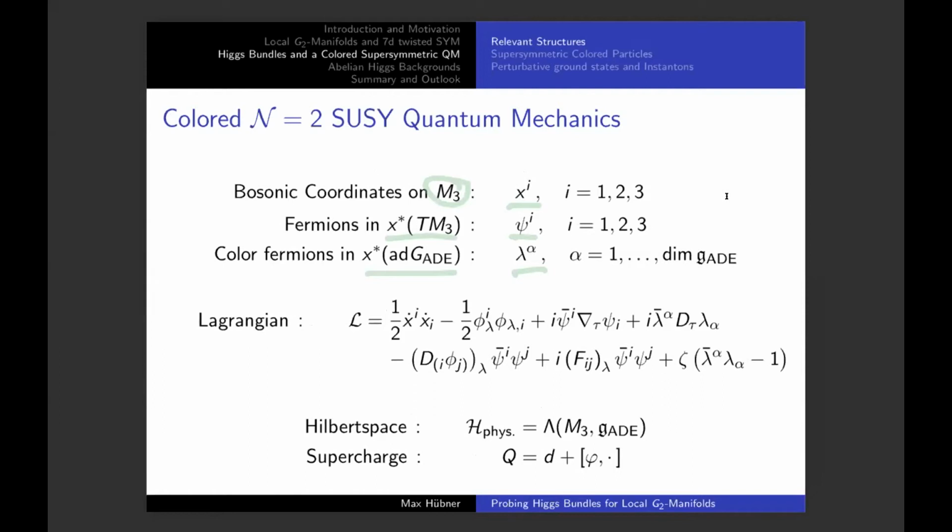The dynamics of these fields is determined by the Lagrangian as shown here. This features standard kinetic terms for the fields. Then there are interaction terms, which are set by the Higgs field and the connection A on M3. And then there's a Lagrange multiplier term, which deems only those states physical that have a single lambda bar excitation in the lambda bar Fock space. Canonical quantization of this SQM then gives this Hilbert space, Lie algebra valued forms on M3, and this supercharge.